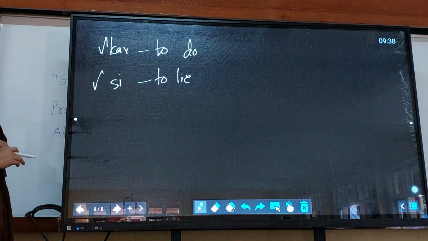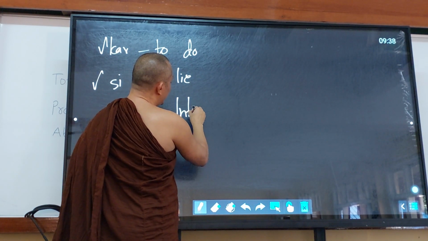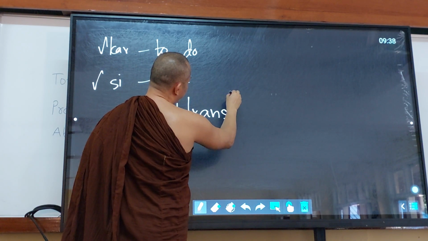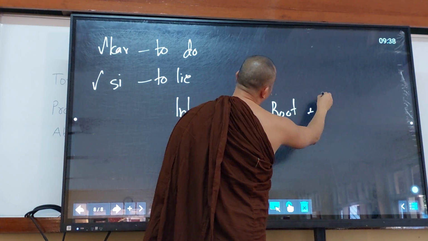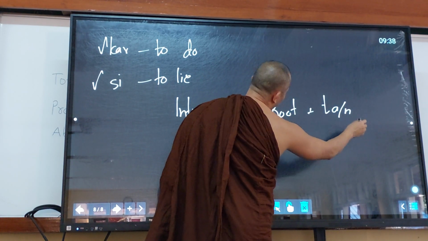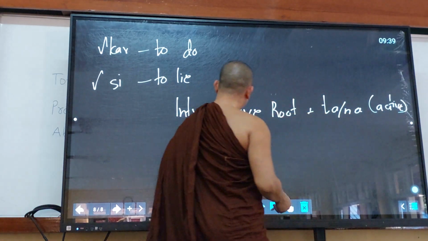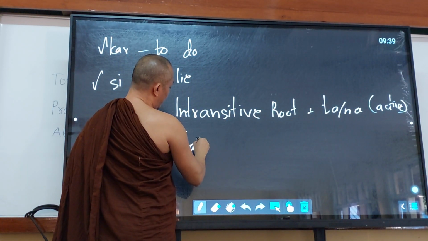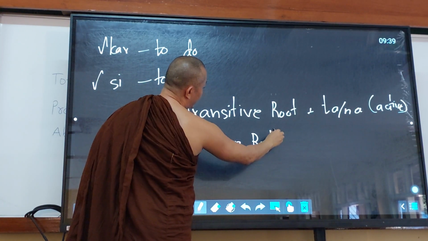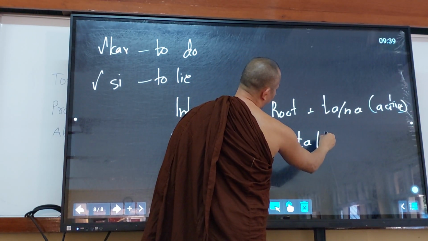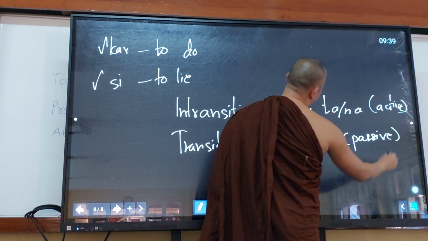So based on that root type, the past participle coming from an intransitive root, with no object there, and then forming the past participle with ta, that one will be active. But from a transitive root, sakammaka dhātu, that one will be passive. So in this way, there are two kinds.